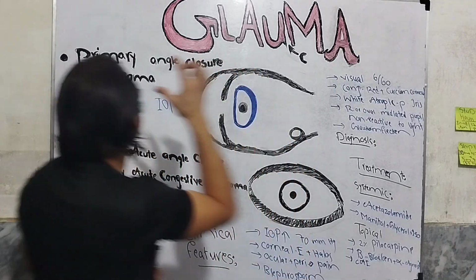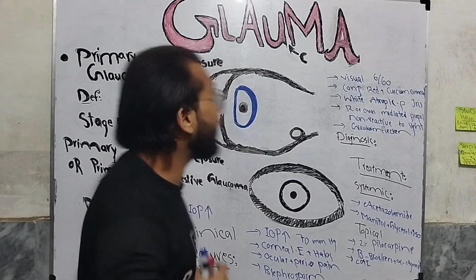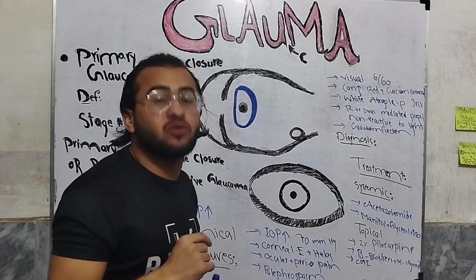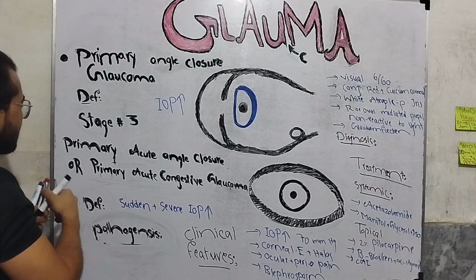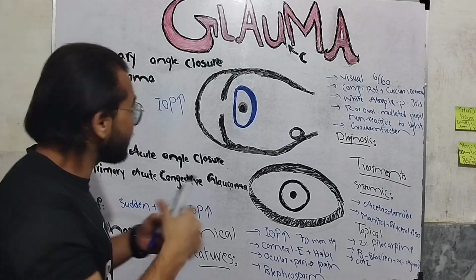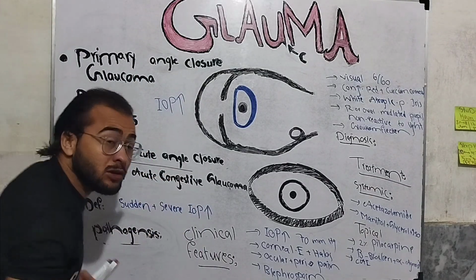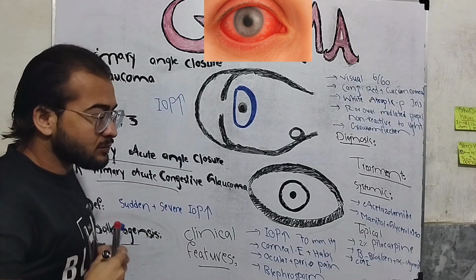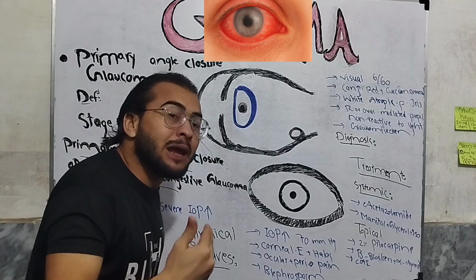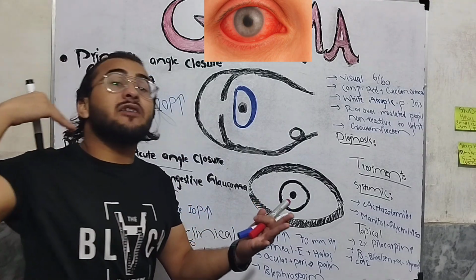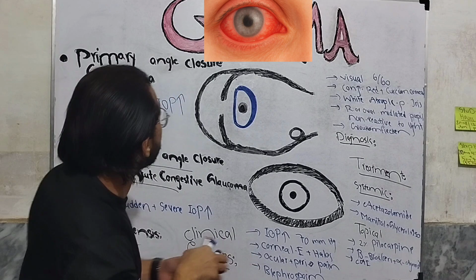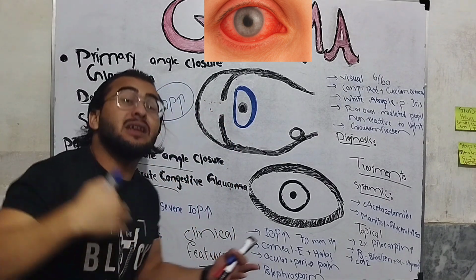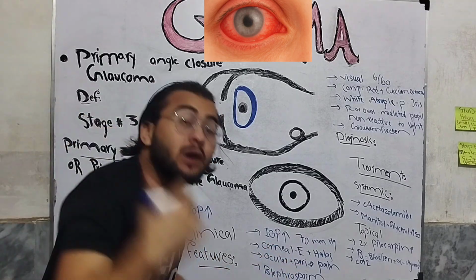Now the third stage of primary angle closure glaucoma. As in the previous lecture we have discussed the second stage, the subacute stage. So what is the third stage? How the second stage becomes the third stage, which is called primary acute angle closure glaucoma or primary acute congestive glaucoma. This third stage is characterized by sudden and severe elevation of IOP. The intraocular pressure rises suddenly and severely, which causes severe clinical features.